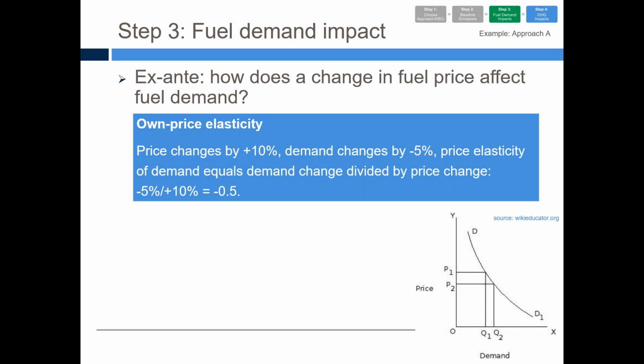So that means that if you increase the price by 1%, demand reduction will not be 1%. It will be lower than 1%. And in most of the cases, own price elasticities in the transport sector for fossil fuels are inelastic, meaning between 0 and -1.